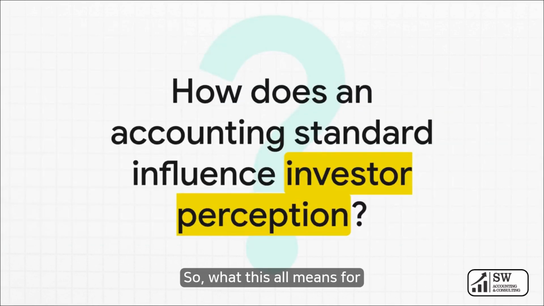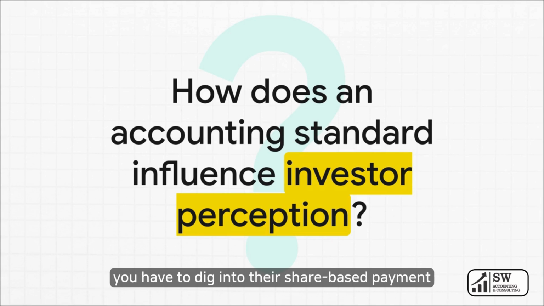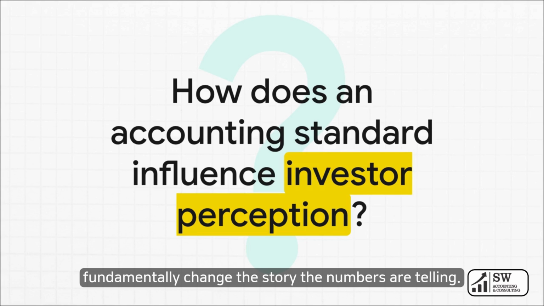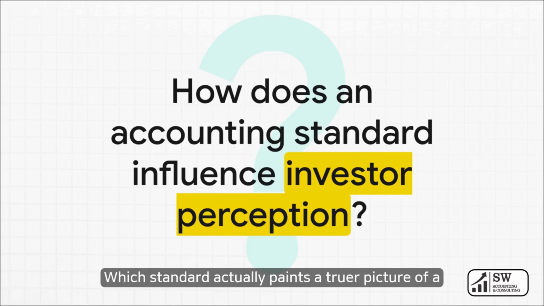So, what this all means for you is that the next time you're comparing 2 companies, you have to dig into their share-based payment accounting policies. The choice between US GAAP and IFRS can fundamentally change the story the numbers are telling, and it leaves us with this final thought. Which standard actually paints a truer picture of a company's financial health? There's no easy answer, but it's a critical question for all of us to consider.